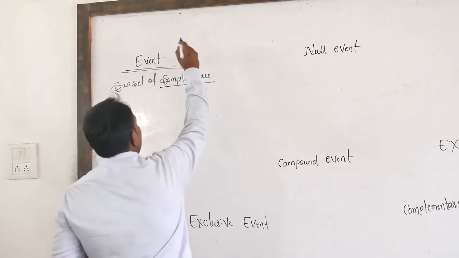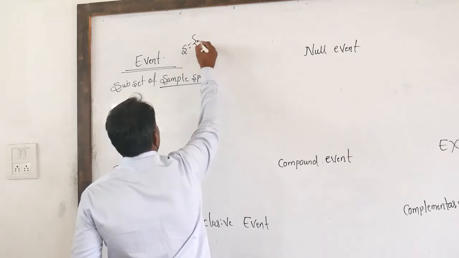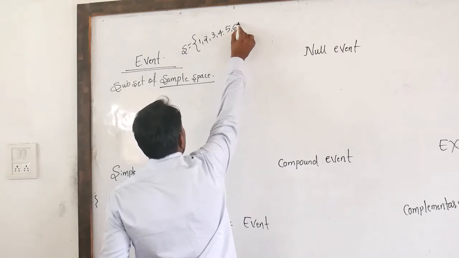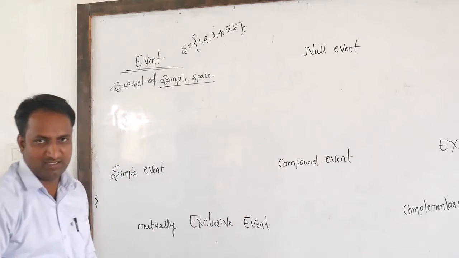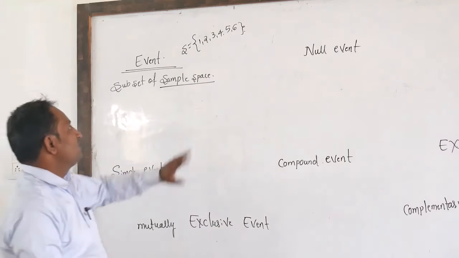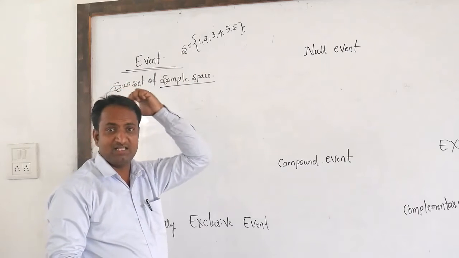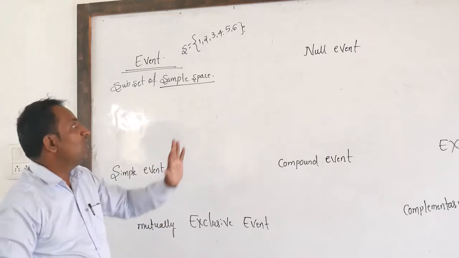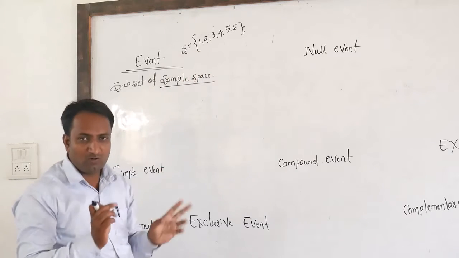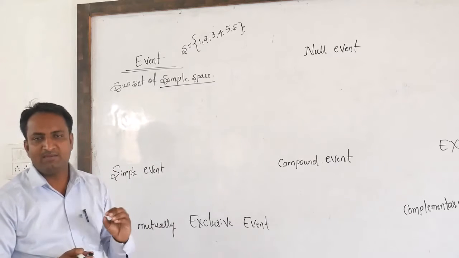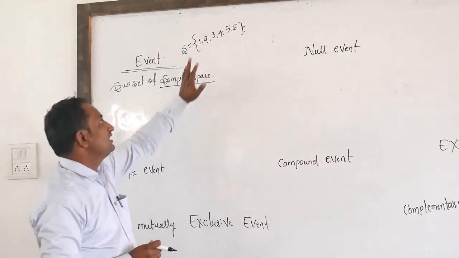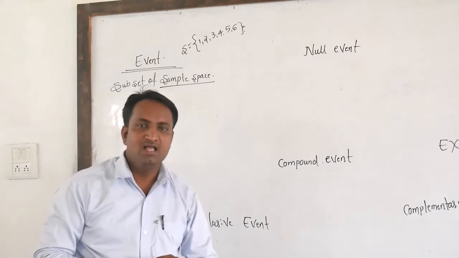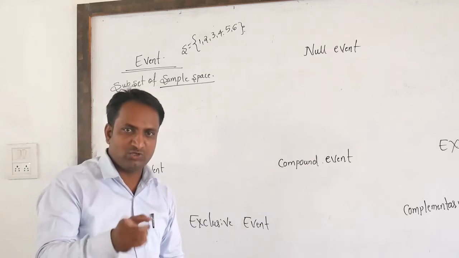For example, consider a sample space 1, 2, 3, 4, 5, 6. A die is rolled one time. The outcomes are 1, 2, 3, 4, 5, 6. The set of all possible results of a random experiment is called the sample space. So the set {1, 2, 3, 4, 5, 6} is the sample space of a die rolled one time.